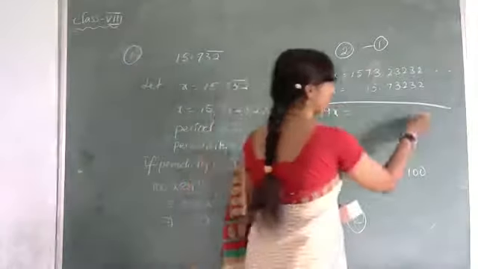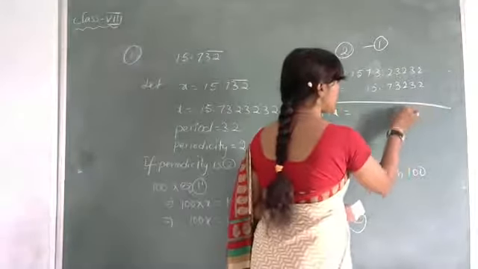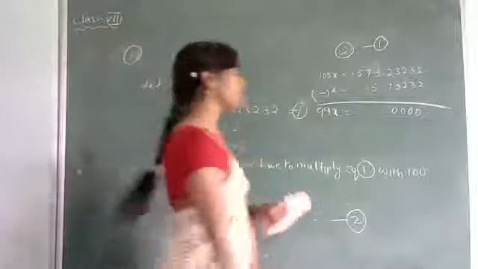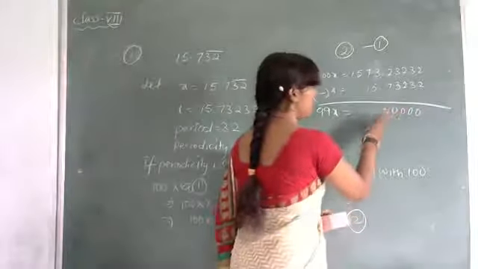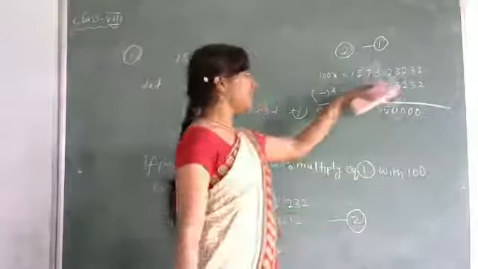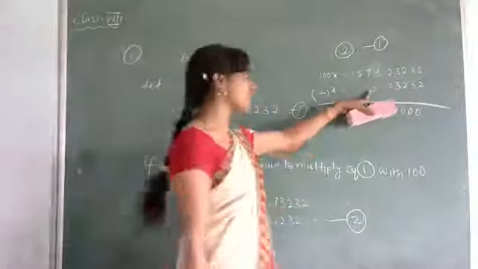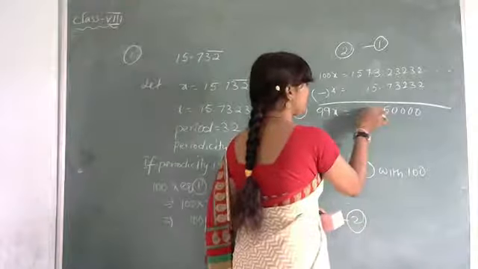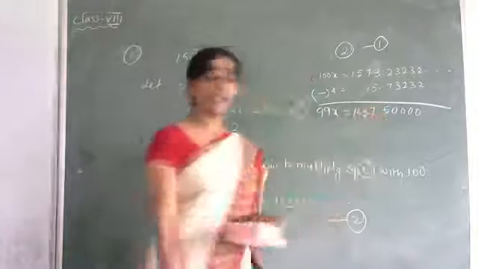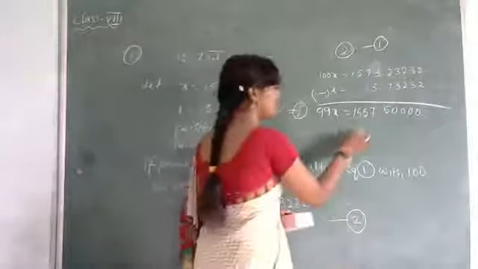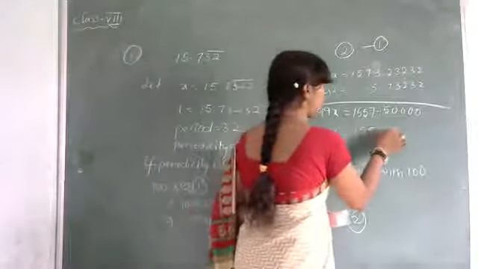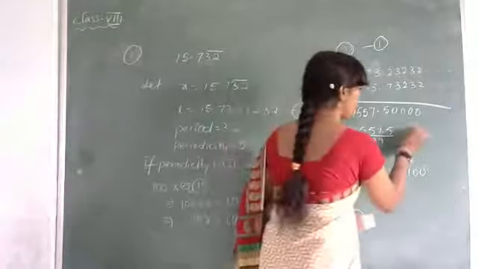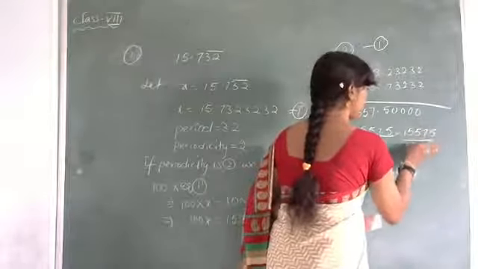99x. See, this is 0, 2 minus 2 is 0, 0. 2 minus 7, is it possible, children? No, we have to borrow. 12 minus 7, how much will we get? 5. After this, the point is there. Again we got here 2, 2 minus 5, again 12 minus 5 is 7, 6 minus 1 is 5, 1557.5. So x equals 1557.5 by 99. If you move this point by keeping 0, it is 15575 by 990.